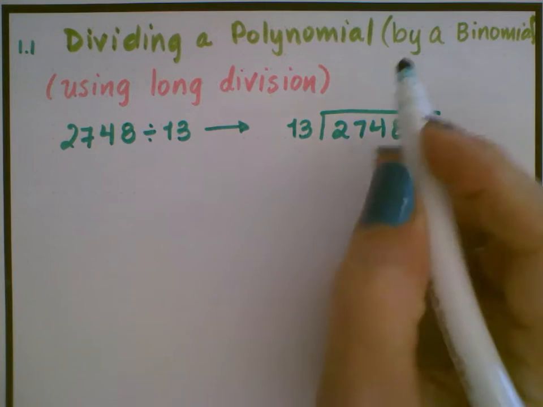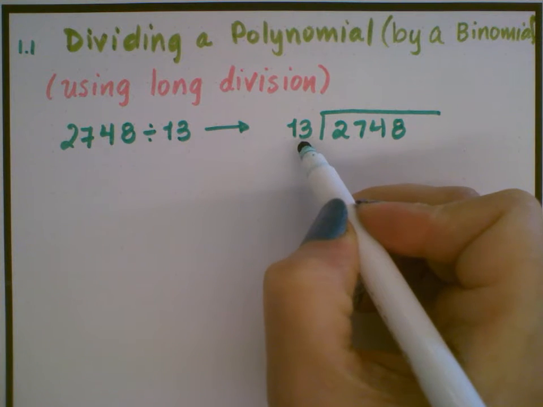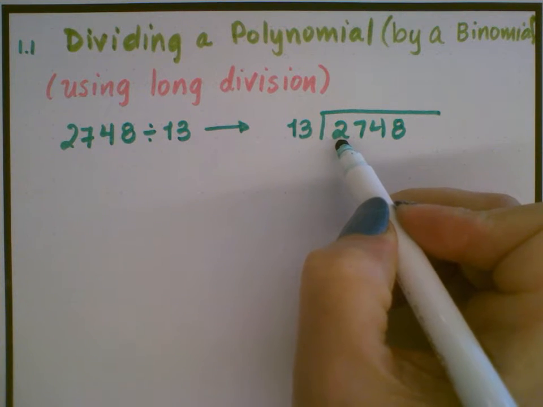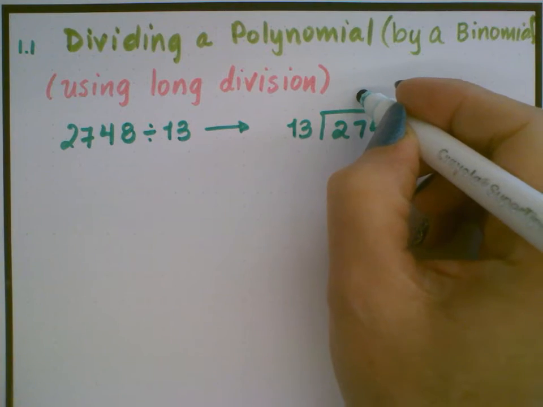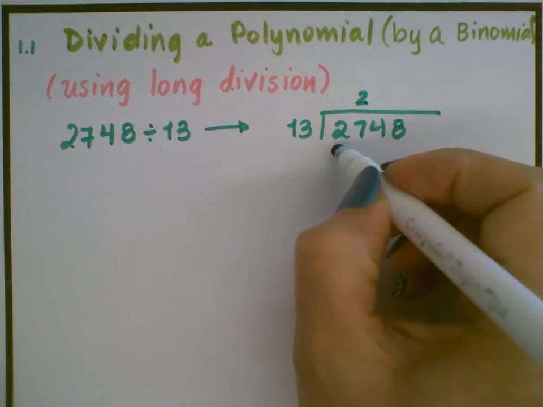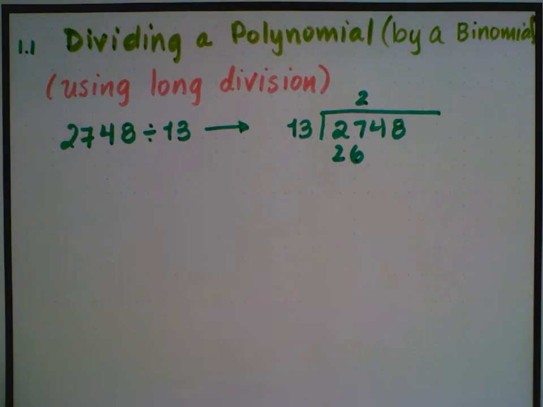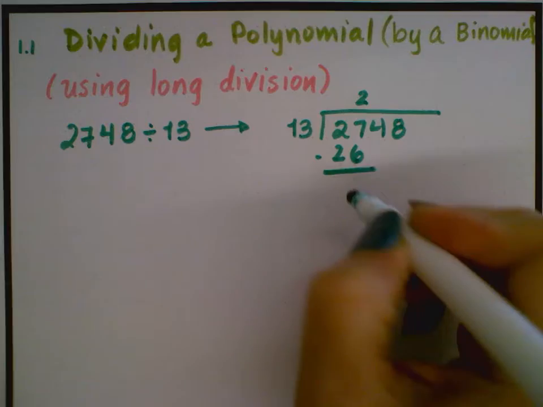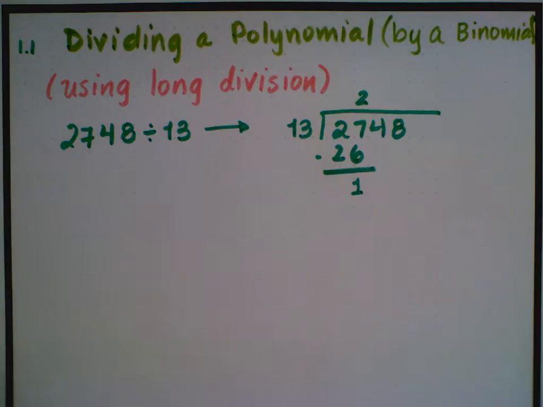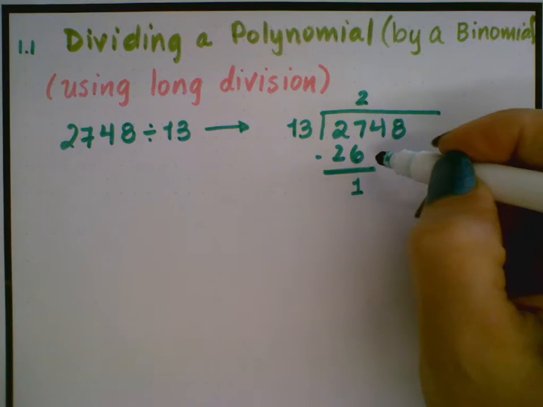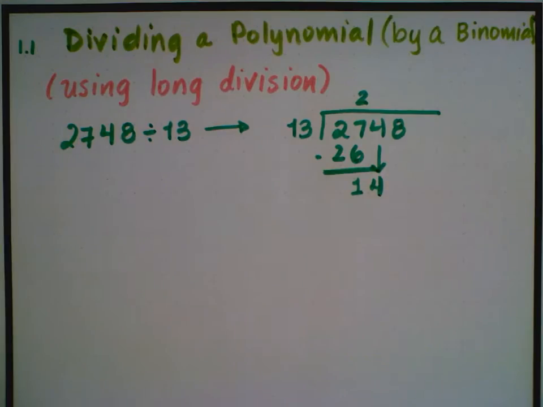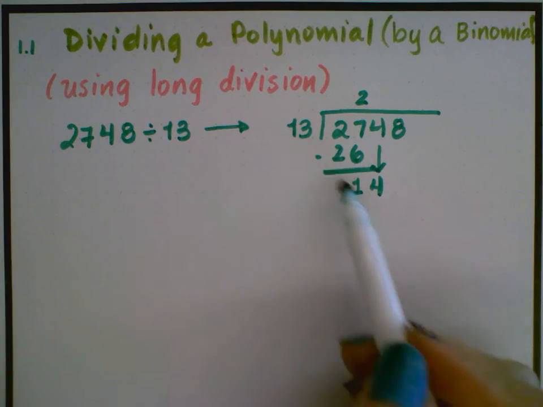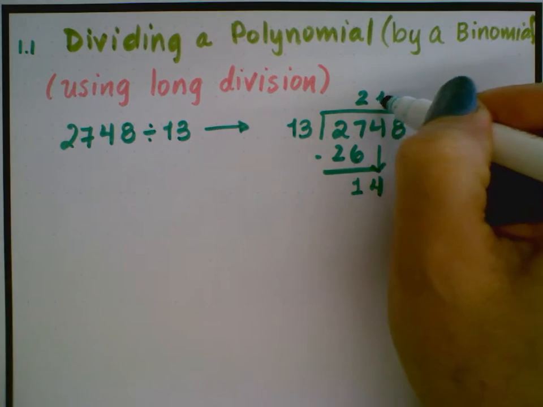Next step in the process is you look at how many times 13 goes into 2? Well, it doesn't, so I'm going to move over one. It goes into 27 twice. That makes 26. And then do a subtraction. So 27 minus 26 is 1. At this point, I'm going to bring the 4 down. That makes 14. 13 goes into 14 once, goes up top here.